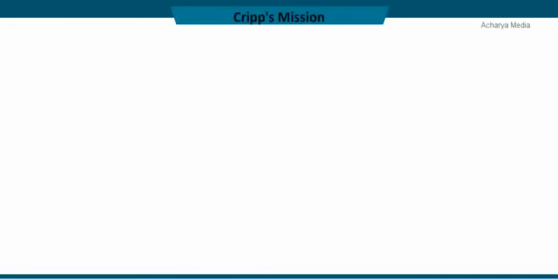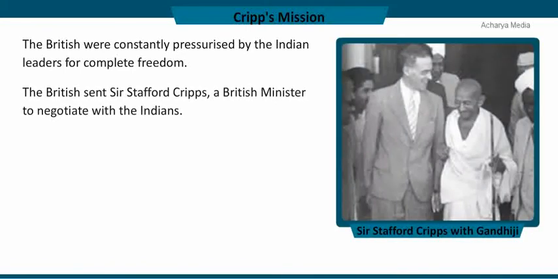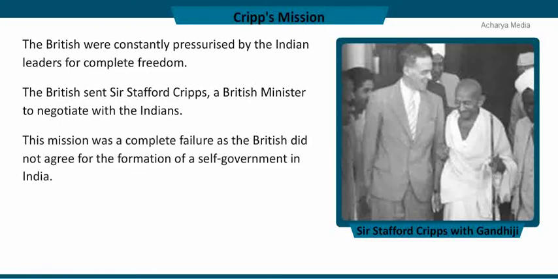Cripps Mission. British were suffering heavy losses and defeats in the hands of Japan during the Second World War, and on the other, they were constantly pressurized by the Indian leaders for complete freedom. Finally, the British agreed to have an open discussion with the Indians. They sent Sir Stafford Cripps, a British minister, to negotiate with the Indians. However, this mission was a complete failure as the British did not agree for the formation of a self-government in India.